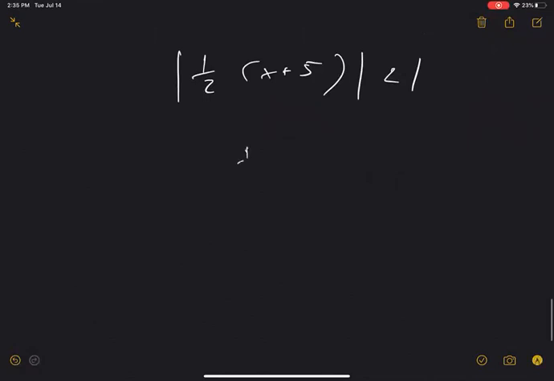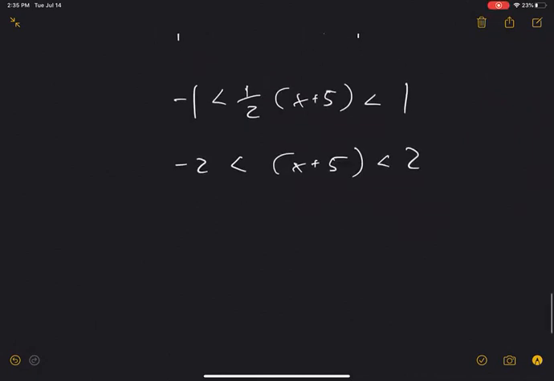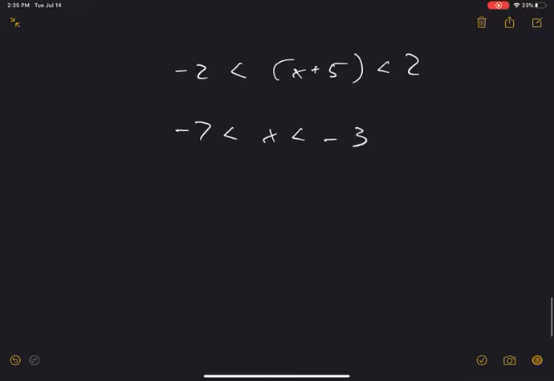So I drop the absolute value bars, and I have this. I multiply both sides by 2 to get rid of that 1/2 in the middle. I subtract 5 from both sides to get x by itself. And I have this inequality. So I'm starting off with this. My series definitely converges in here. Now I need to test the endpoints, right?